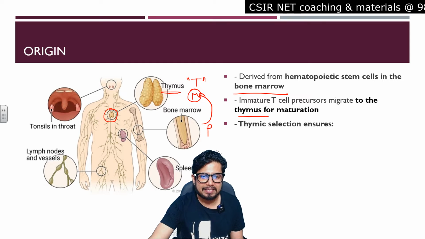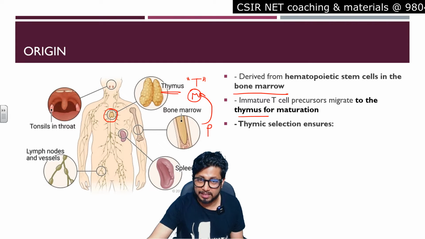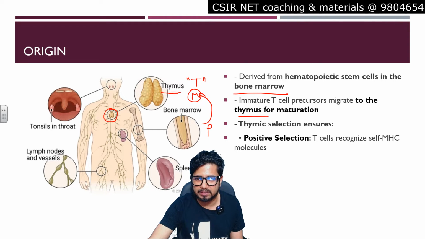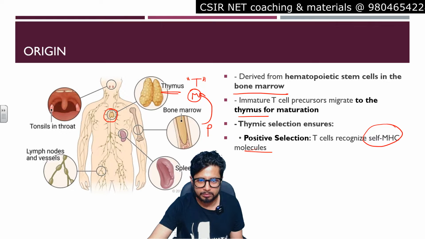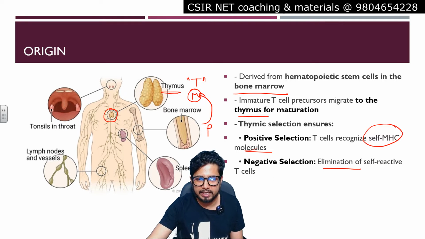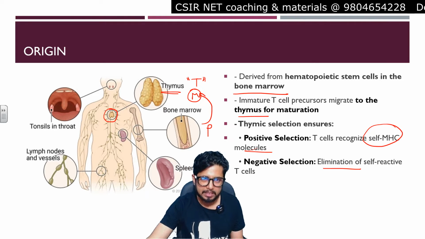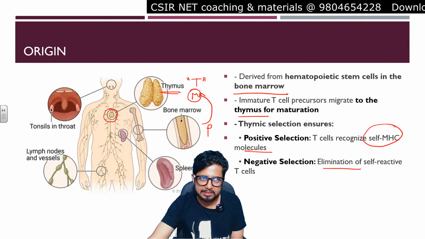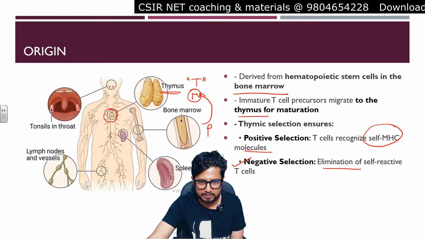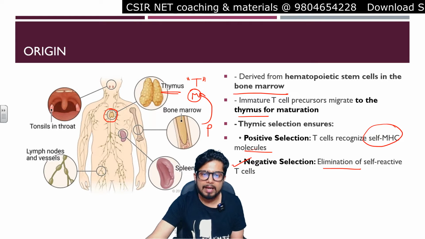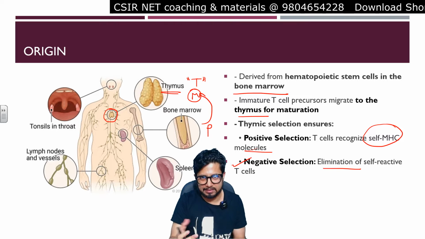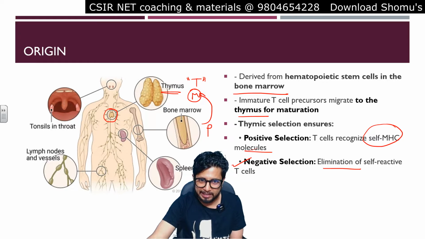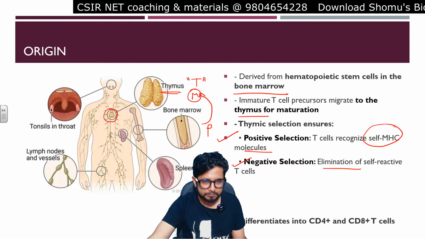In the thymus, what happens is thymic selection. This selection ensures positive selection for those T cells that can recognize self MHC molecules, and negative selection eliminates self-reactive T cells. If a T cell is acting against itself, then that T cell is removed in the thymus, known as negative selection, removal. While if it can recognize the self MHC, then it is generally retained, known as positive selection.